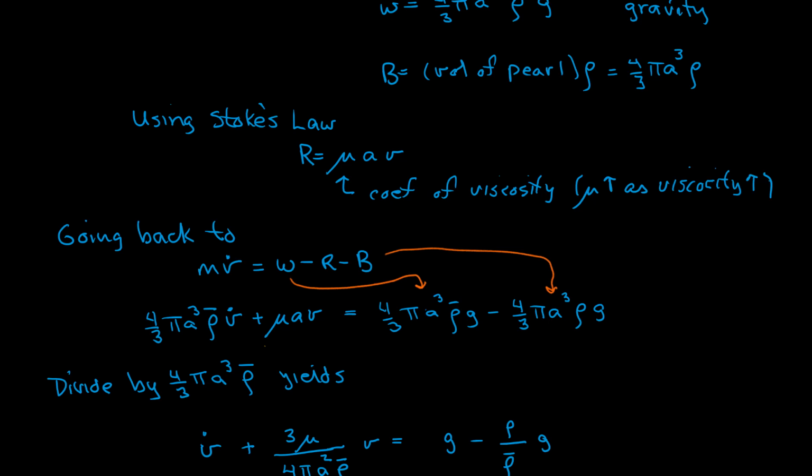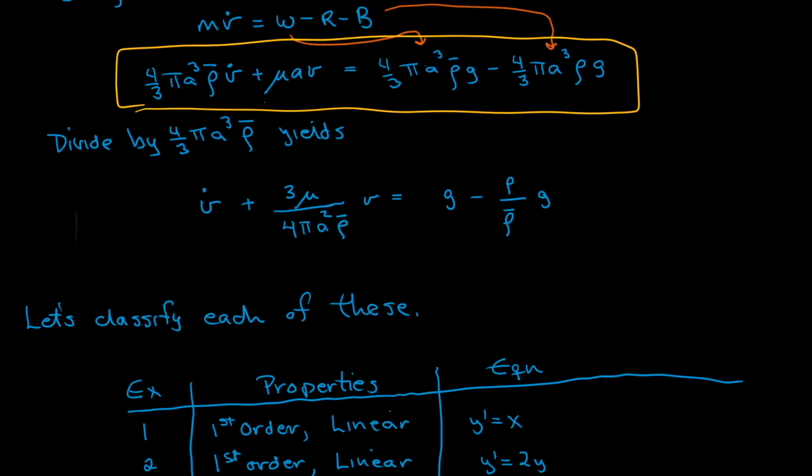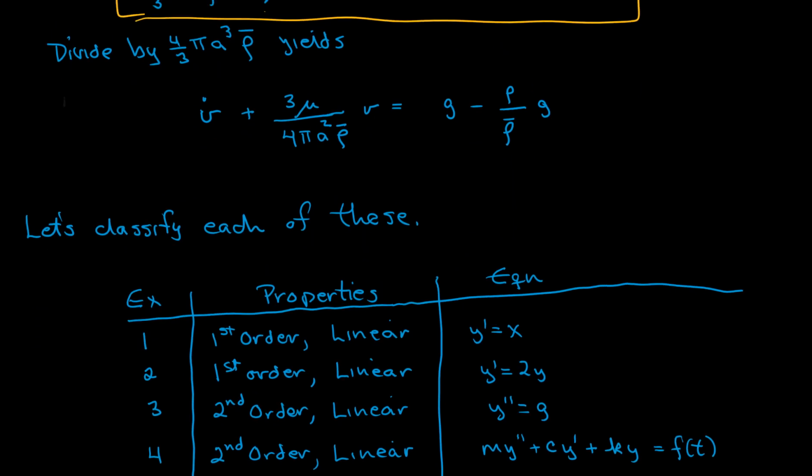Now that we've done that, I'm going to take this equation right here, and as we start to work with these differential equations, I really want the coefficient on my derivative, this term right here, to be a 1. So for that to be a 1, I'm going to divide by the 4/3 pi r cubed times the density. That is not going to be 0 because what we have is the volume of the bead times its density. So it's okay to divide by it. We're not going to get a divide by 0 situation.